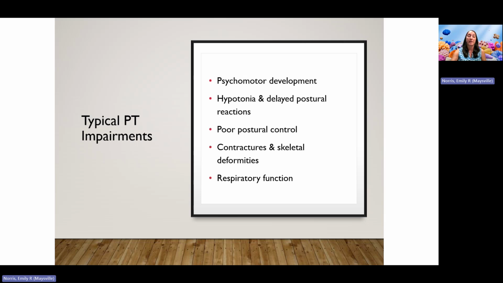So you want to be very careful not to overwork this population, as they may already be in some respiratory distress, and you certainly don't want to push them over the edge.